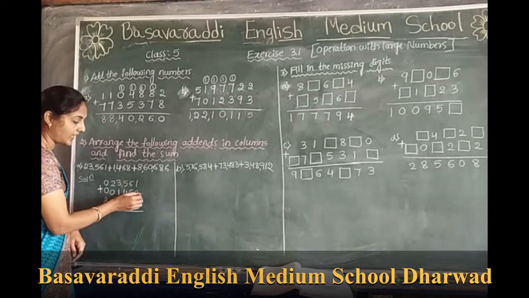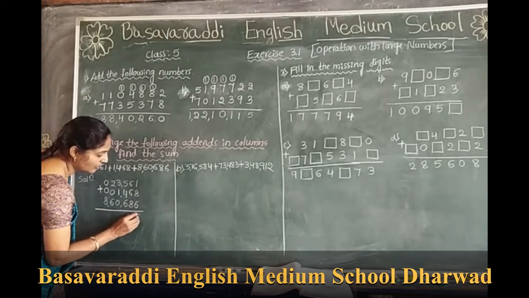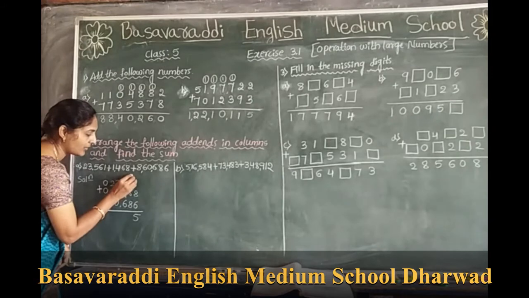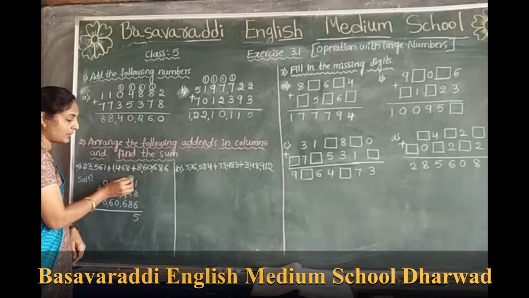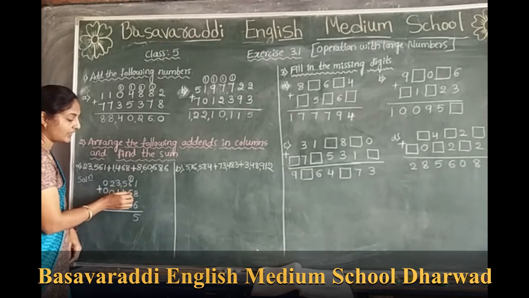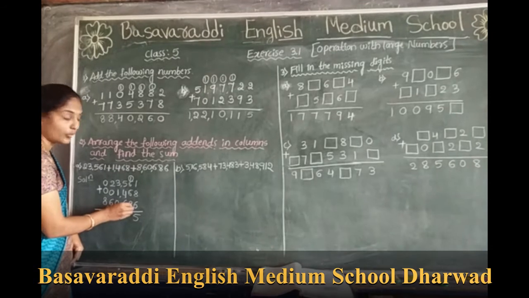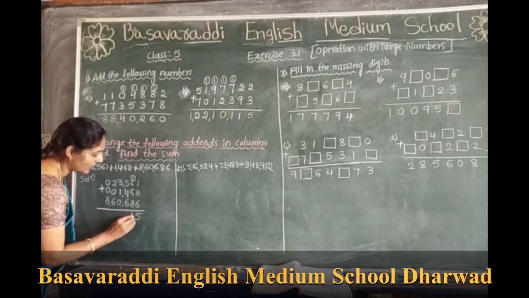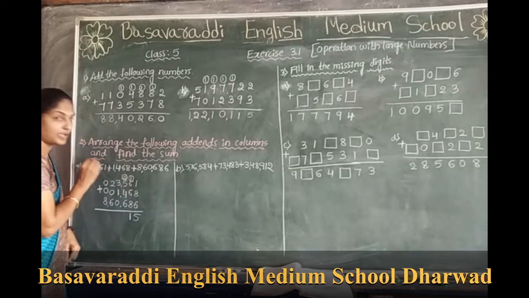1 plus 8 is 9. 9 plus 6 is 15. Okay, 5 in the ones place. 1 carry over to the tens place column. Look here, tens place column. 1 plus 6 is 7. 7 plus 6 is 13. 13 plus 8 is 21. So write 1 in the tens place. 2 carry over to the 100 place.